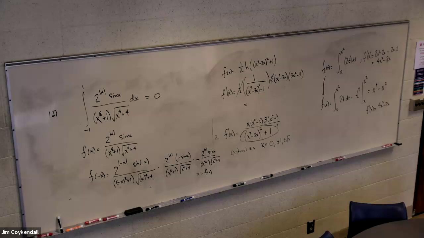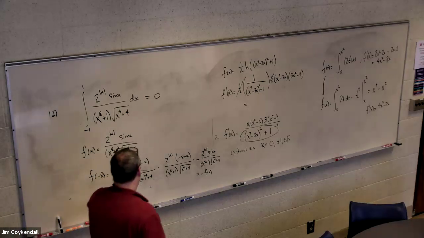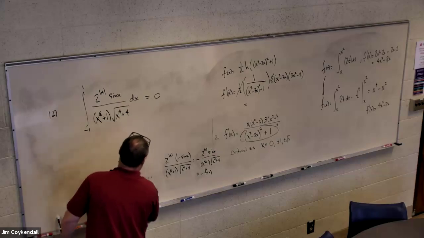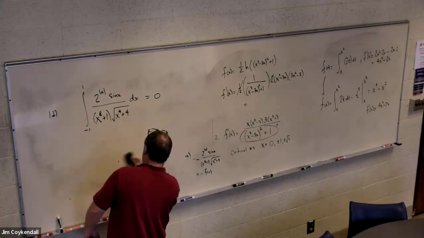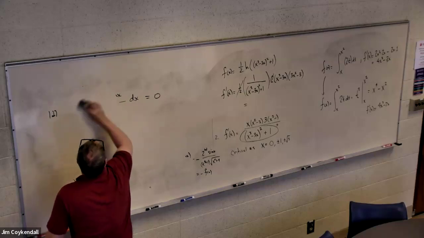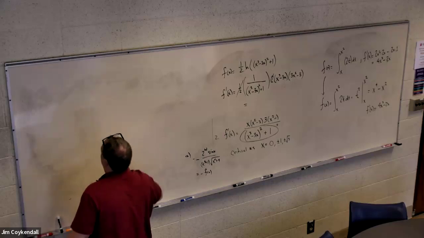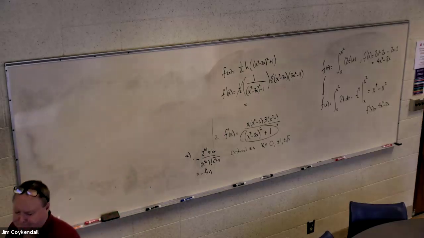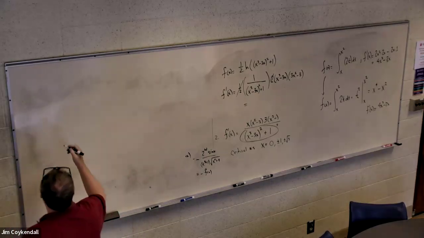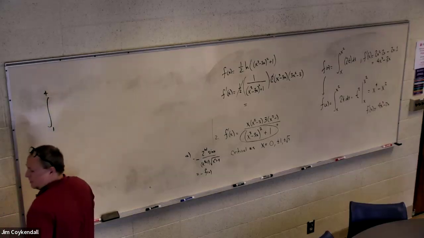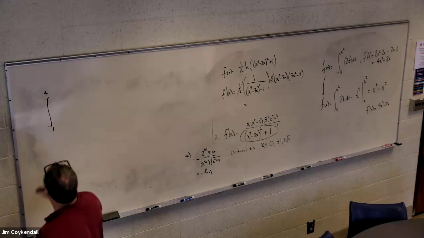Okay, let me do a routine one. What about this? I want to make sure. It's the tricky ones. Four. Radical x.